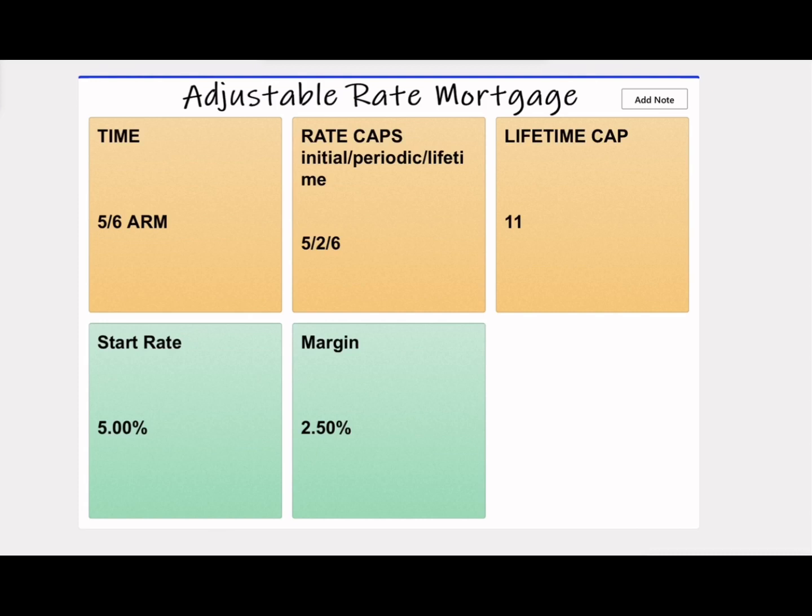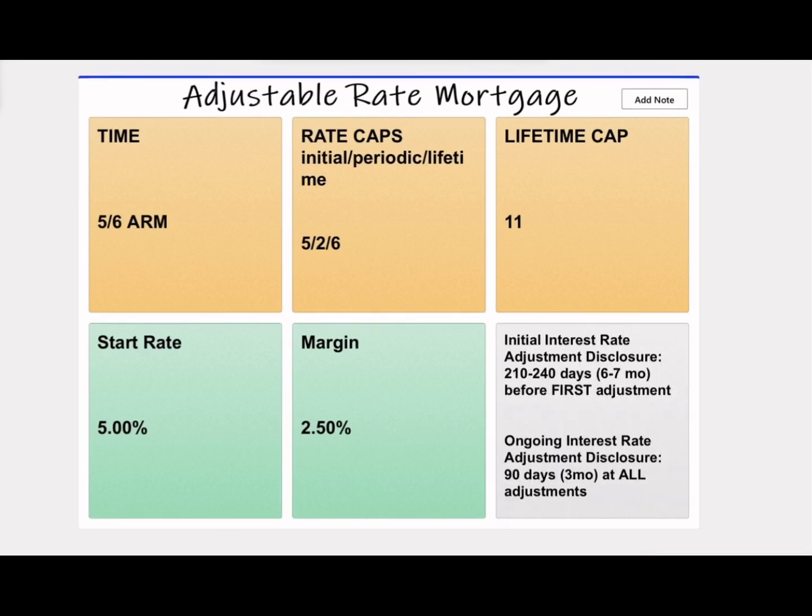The margin is seen as the lender's profit and overhead. This number doesn't change throughout the loan term. It is added to the index, which is the market's current interest rate, to calculate the fully indexed rate. The gray box is just a few tidbits of information on ARM disclosures. Let's move on to the calculations.